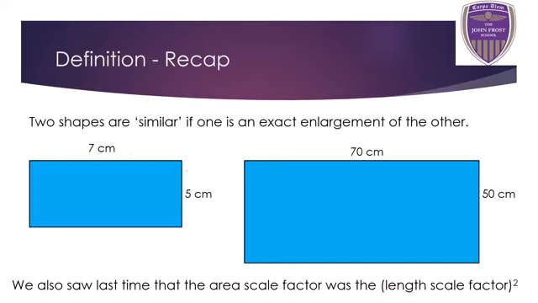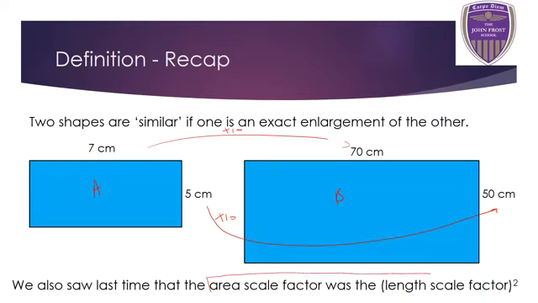Okay, if I call this one A and this one B, shape B is definitely 10 times bigger than shape A. 7 times 10 is 70. 5 times 10 is 50. They're similar shapes. And in the previous video, which you should have watched before this video, we found out that for the area scale factor of enlargement of similar shapes, you take the length scale factor and square it. So this has got length scale factor 10. The area scale factor would be 10 squared, which should be 100 times bigger. If you don't believe me, you can work out the areas of both these shapes, and you'll see this is 35 cm squared, and this is 3,500 cm squared. And these two are definitely 100 times connected, if you like.